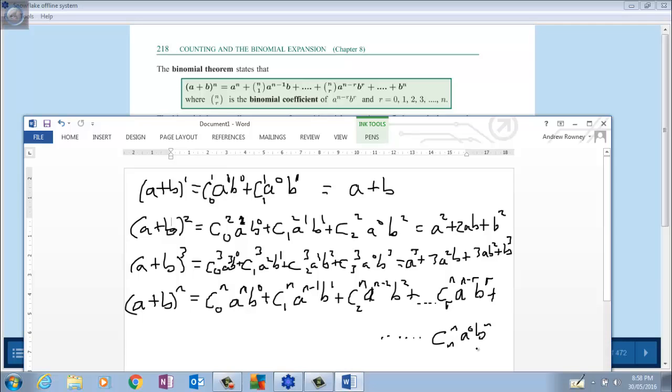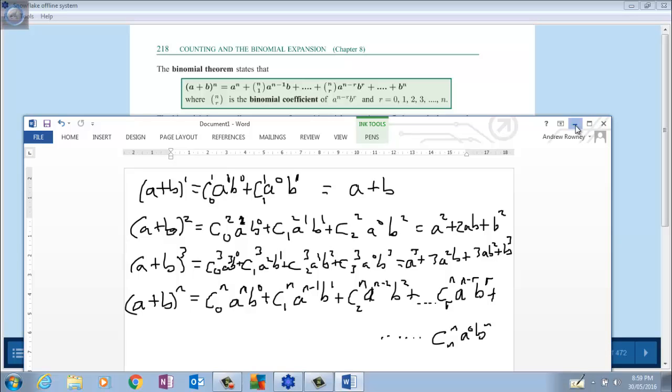Now that's our general formula. You can see it in the textbook. They have written it there. I've done it in full form to see the pattern. You can see they've left out C0n in their a to the n at the front there, but you can see the pattern a lot easier if you use this method.